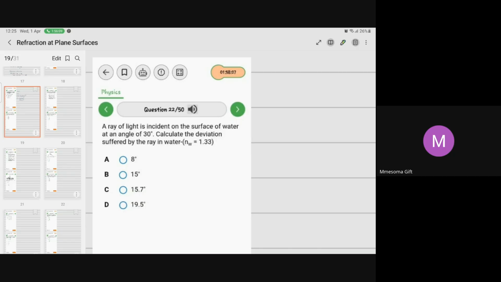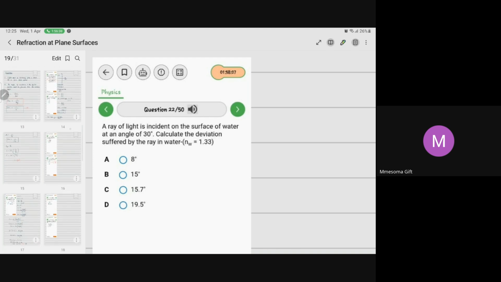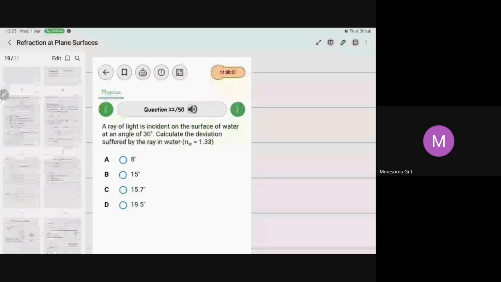How do you connect the angle of incidence? I gave you a formula for deviation. They didn't call it minimum deviation now. You just said it suffered a deviation, right? And they said a ray of light is incident on the surface. So how do you calculate the deviation suffered? Now, remember there's a formula I gave us earlier. Who can remember that formula for deviation? Let's go back to the formula.